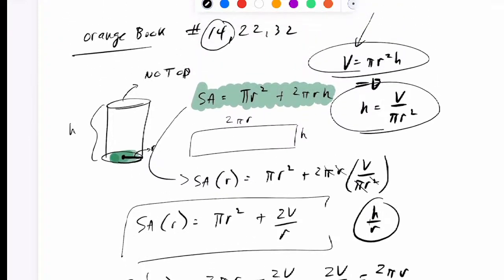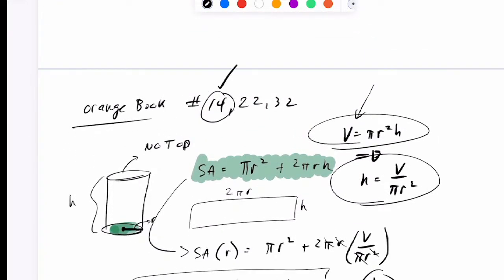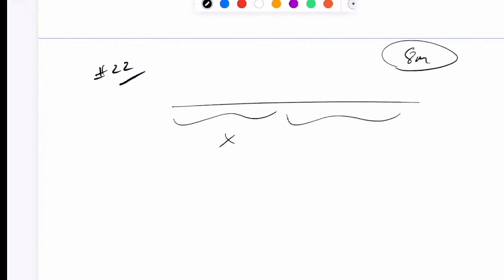Okay, so there's 14. 22. So 22 is a wire question. So for 22 the length of the wire is 8 meters. It's cut at some length. So this is some length x, then you have some remainder length 8 minus x. It says one forms a circle and the other forms a square.